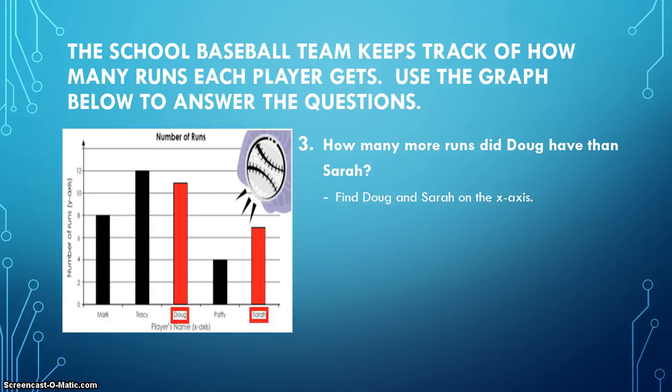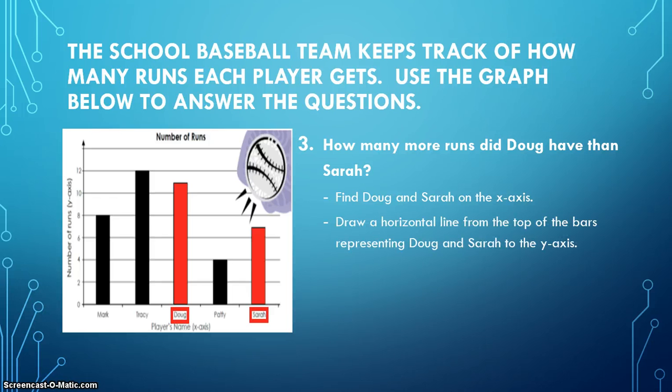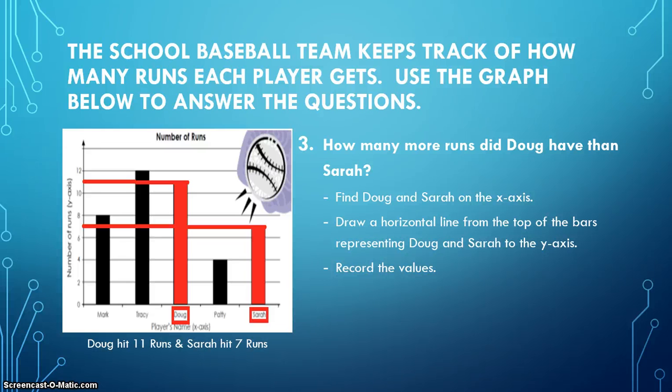Now, since it wants to know how many more runs Doug had, we need to figure out how many runs Doug had and how many runs Sarah had. So we're going to draw a horizontal line from the top of the bar over to the y-axis to figure out the bar's values. So we draw them, and we see that Doug is between 10 and 12, so probably 11, and Sarah's between 6 and 8, so probably 7. Now we're going to go ahead and record our values, and we see Doug hit 11 runs, and Sarah hit 7 runs.